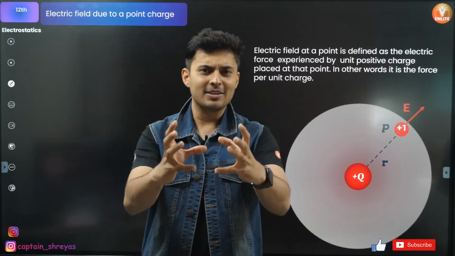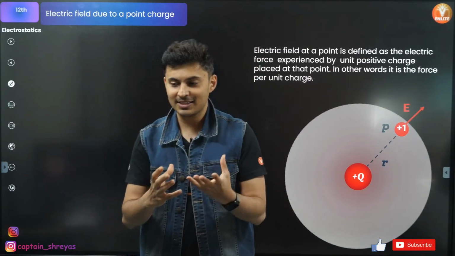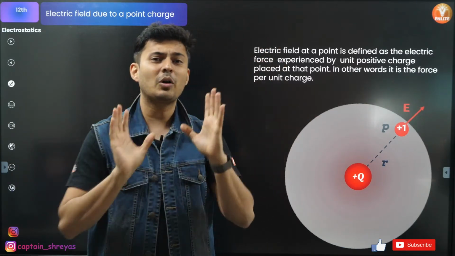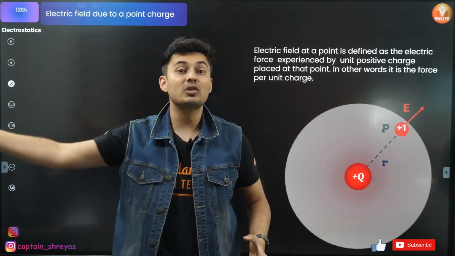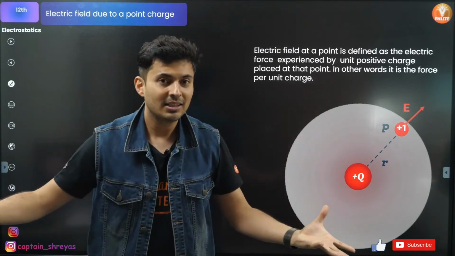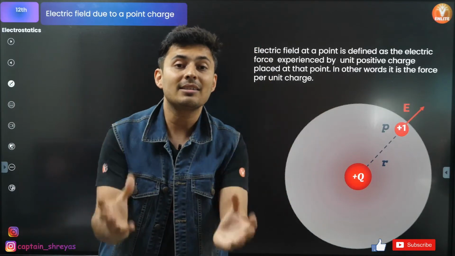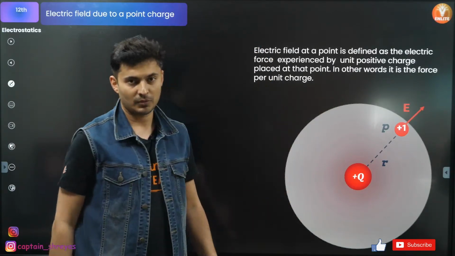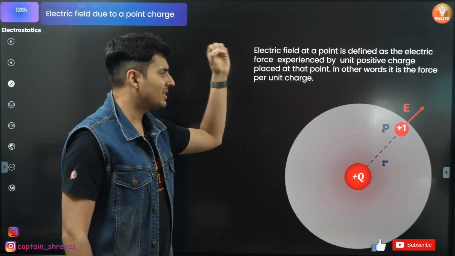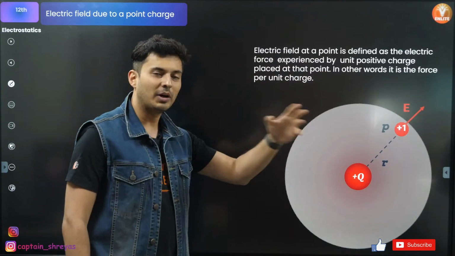Same way, charges need not even apply force on somebody. But the mere presence of a charge is enough to create its own aura, its presence felt around it. That presence which a charge makes everything around it feel is called the field of the charge, and the field at a point is the force experienced per unit positive charge. In other words, it's force per unit charge.